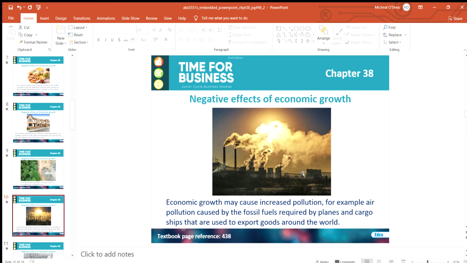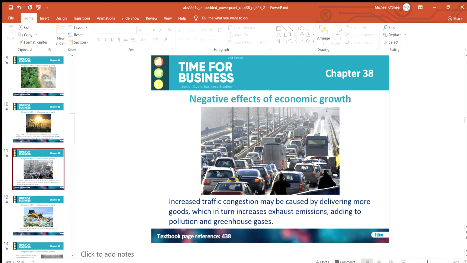Increased pollution, again, falls along the lines of climate change. For example, air pollution caused by fossil fuels required by planes and cargo ships that are used to export goods around the world. And obviously there are many more things contributing to the pollution crisis, but definitely our over-reliance on that industry and our constant increase in production has led to an increase in pollution.